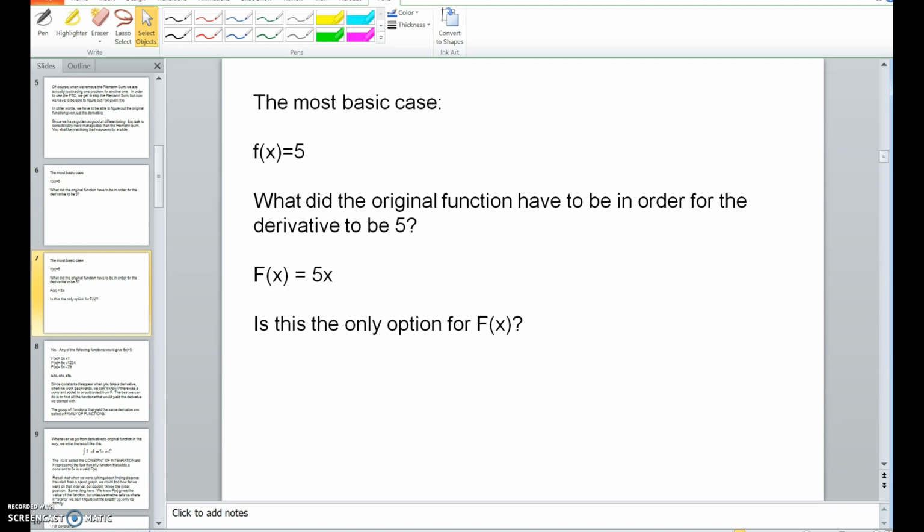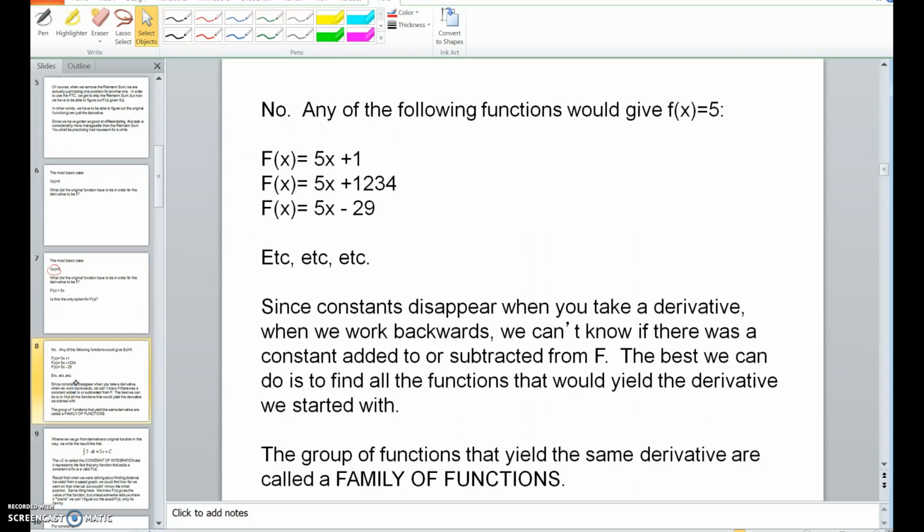Is this the only option? Can you think of a different function that also has a derivative of 5? The answer is yes. There's actually an infinite number of potential antiderivatives: 5x plus 1, 5x plus 1,234, 5x minus 29. Since constants disappear when you take the derivative, there's an infinite number of solutions. That group of functions that are potential antiderivatives is called a family of functions. A group of functions that all yield the same derivative is a family of functions.